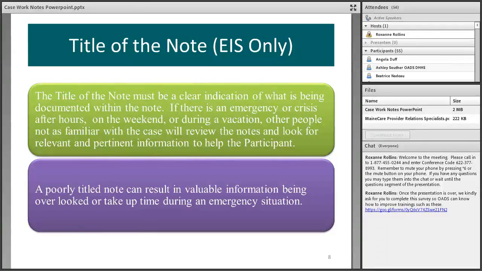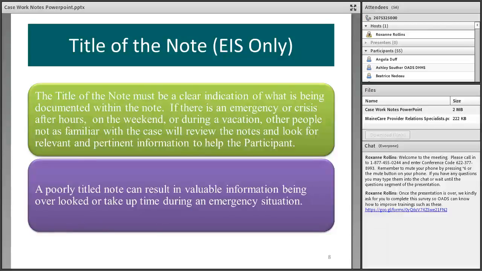So the title of your note, and this is for EIS, the title of the note must be a clear indication of what is being documented within that note. If there's an emergency or a crisis after hours or on the weekend or during your vacation, other people who aren't as familiar with the case are going to look at that note, and they're going to look for relevant and pertinent information to help the participant.